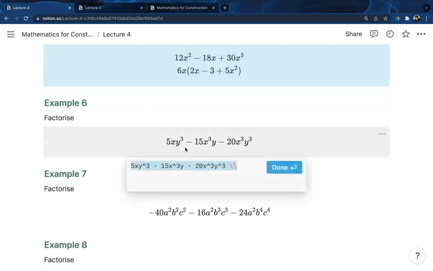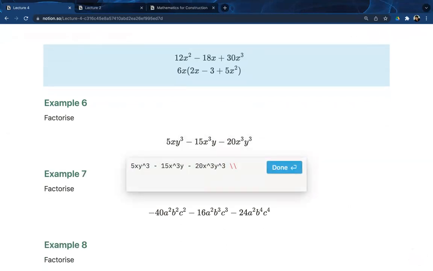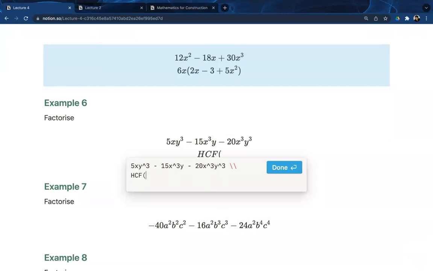Number 6. The HCF can't be bigger than 5 because one of the numbers is 5, right? X looks common, so the lowest power is 1. And Y looks common, the lowest power is 1 as well. 5 by positive 1 is 5.